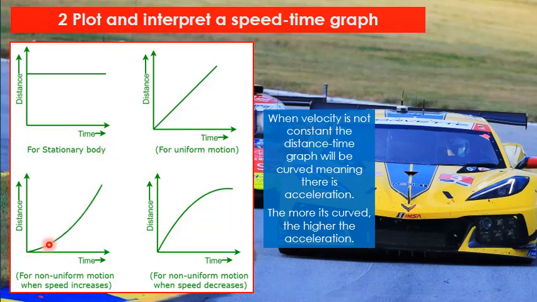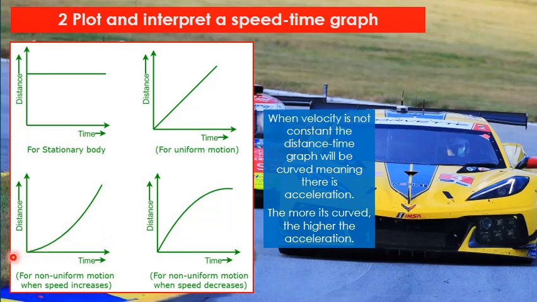The velocity is not constant, so there's some sort of acceleration happening here, because the velocity is not going to be the same. If the velocity is the same, the graph will be straight. But since the velocity is not the same, there's acceleration happening. Then here there is negative acceleration. It's deceleration, because the graph is then curved like this. At this point where it's horizontal, it means that the object has stopped moving. There's no more change in distance with time.